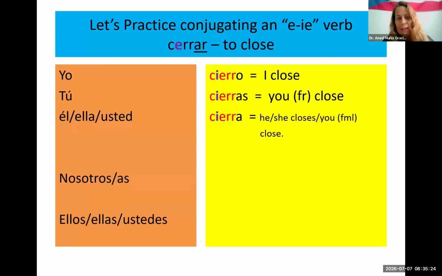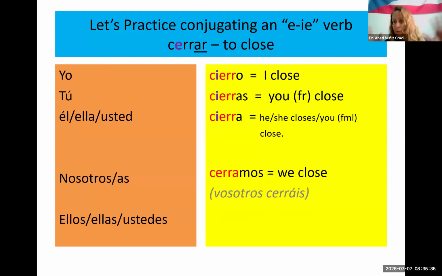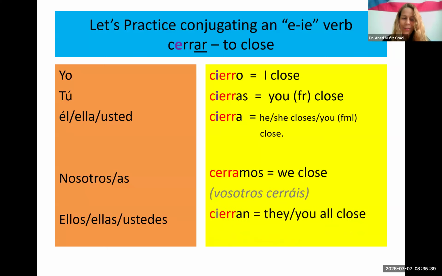Cierras. And then ella cierra, como, ¿a qué hora cierra Taco Bell? ¡Ah! Nunca cierra. Nosotros cerramos, again, and I put vosotros here as an afterthought, vosotros cerráis, si estamos en España. Y ellos y ellas cierran.